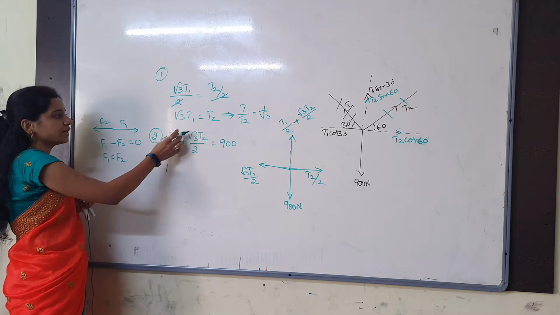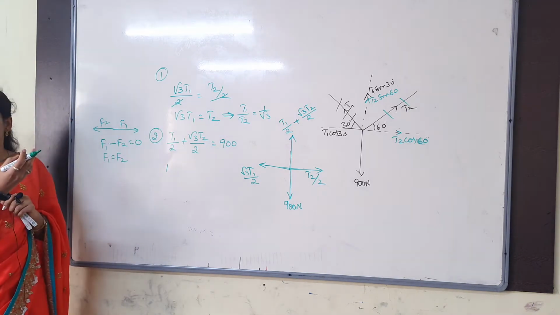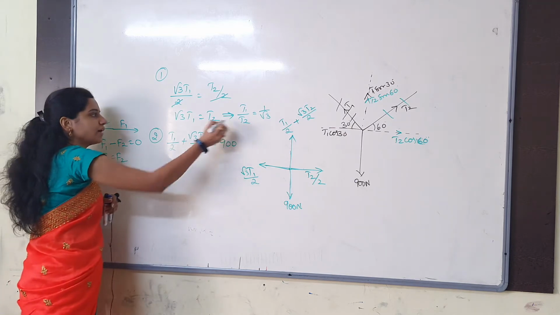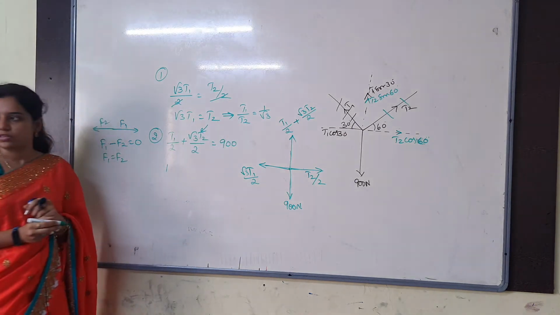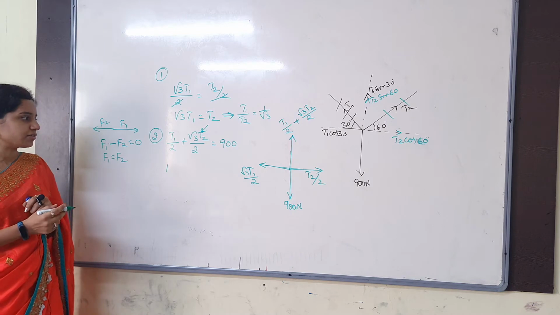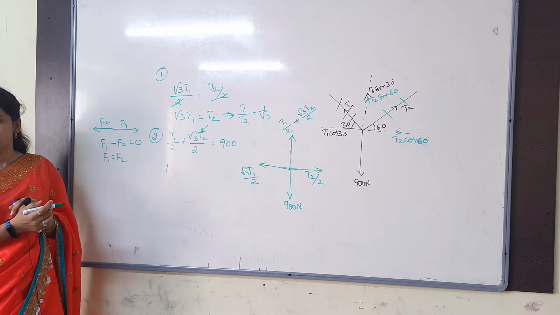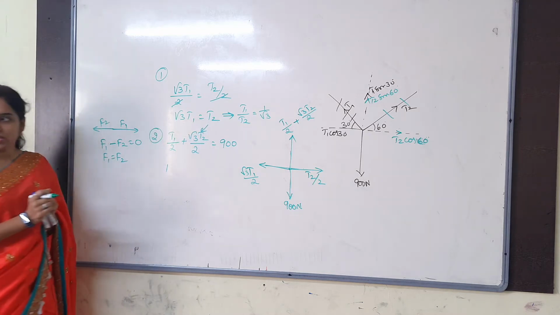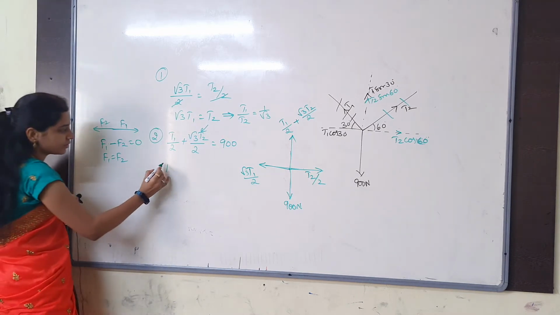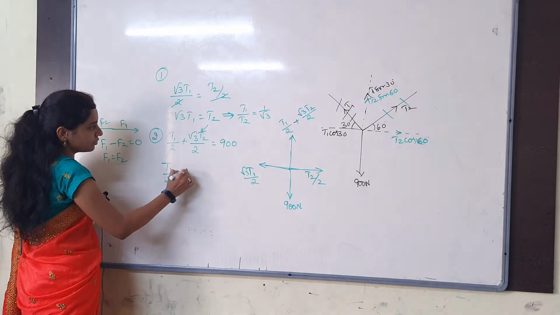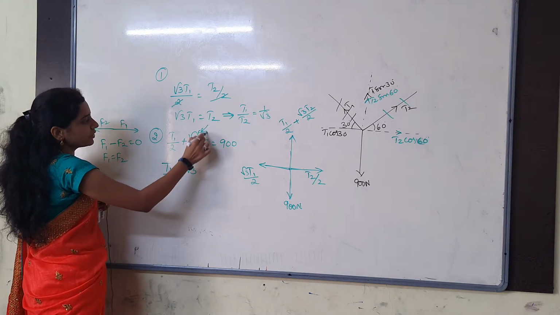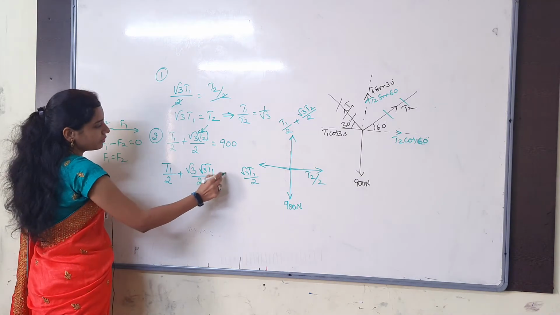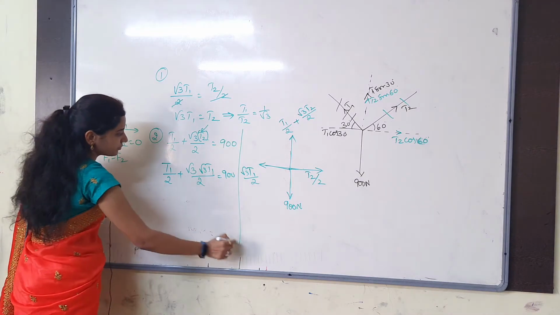Otherwise you can substitute here. They did not ask about the exact T1 value or T2 value. If they ask for the exact T1, T2 values, then you have to substitute this value in this equation. Now it is not necessary, but we can find T1 and T2 also. In the place of T2, what can I substitute? Root 3 T1 I can substitute. So T1 by 2 plus root 3 into, in the place of T2, what can I write? Root 3 T1, divided by 2, is equal to 900.